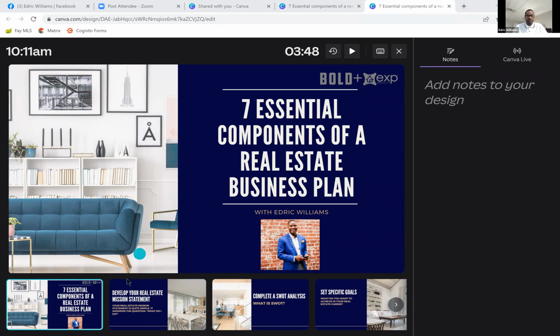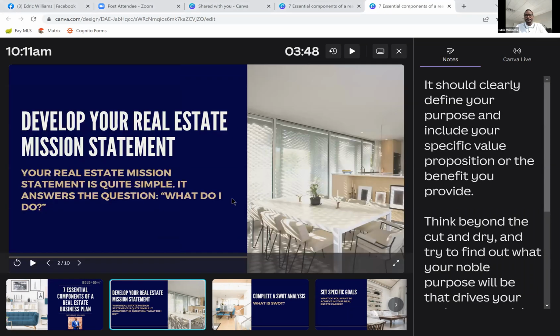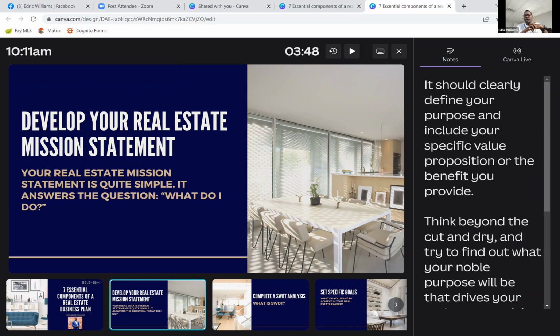All right. So first step is developing your real estate mission statement. So this should be something that is clearly defined. Why are you doing what you're doing? The purpose should be specific, and it should have value that benefits you and those that you love, of course, and those that you serve.